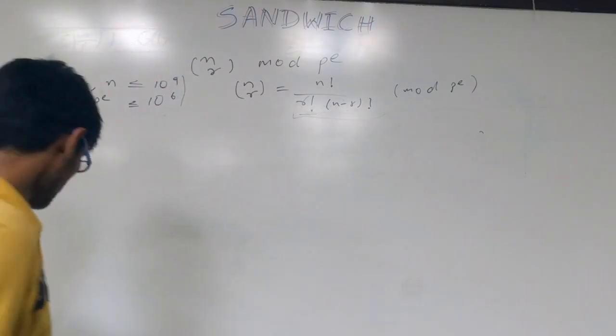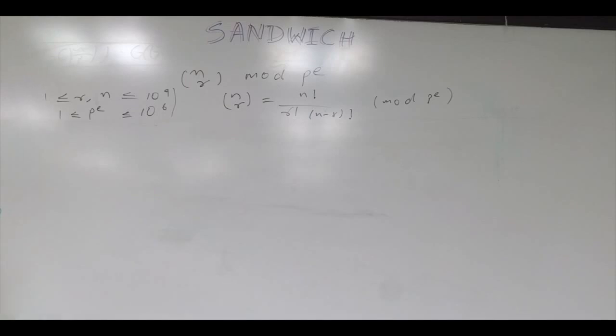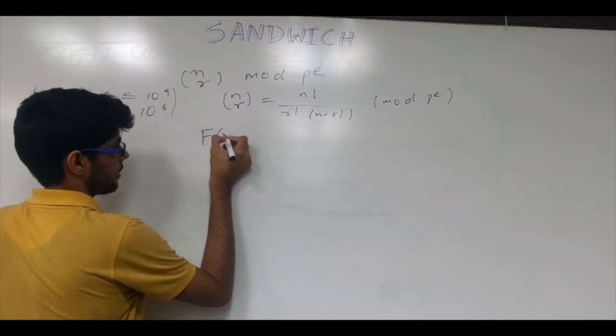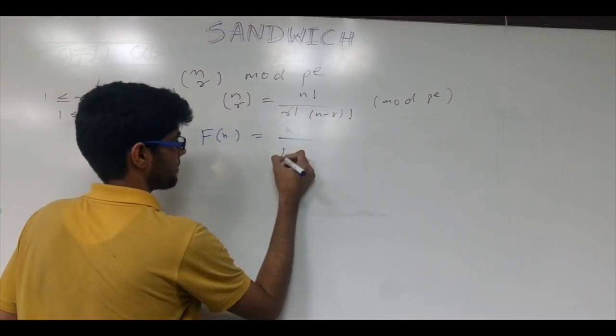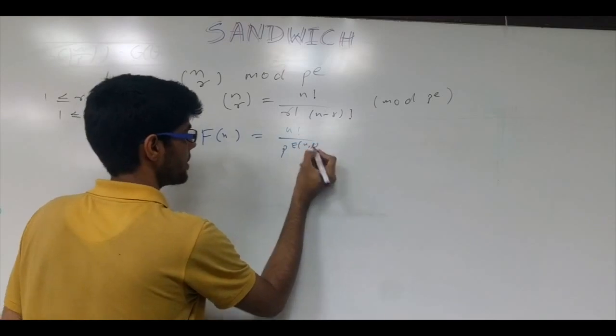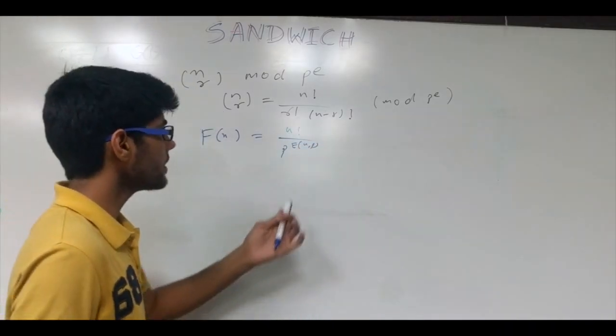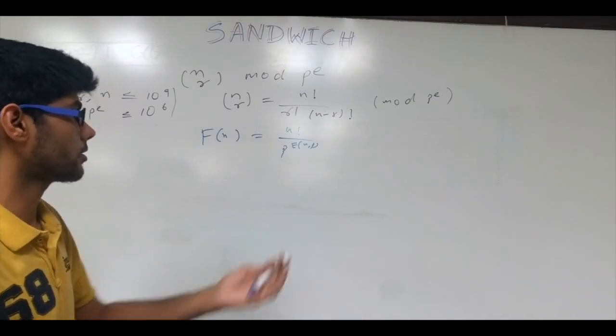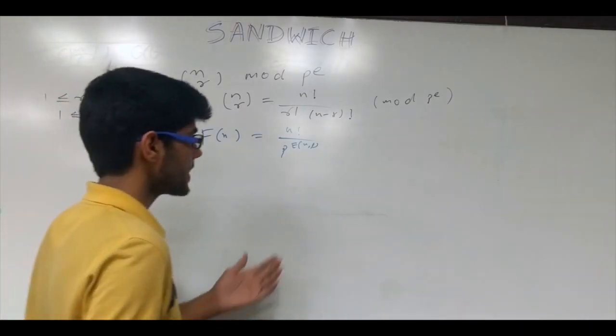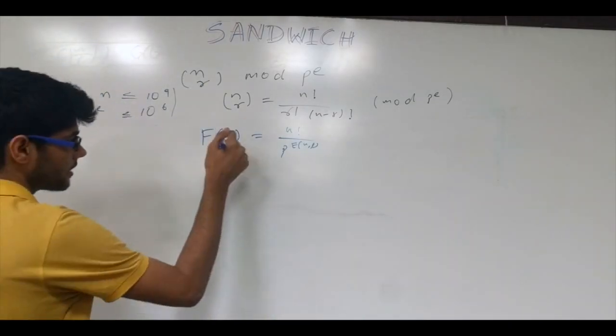Okay, so let's define some functions. F of n is equal to n factorial divided by p to the power e of n comma p, where e of n comma p is the maximum power of p in n factorial. So in some sense we are extracting p from n factorial, and that result is F of n.